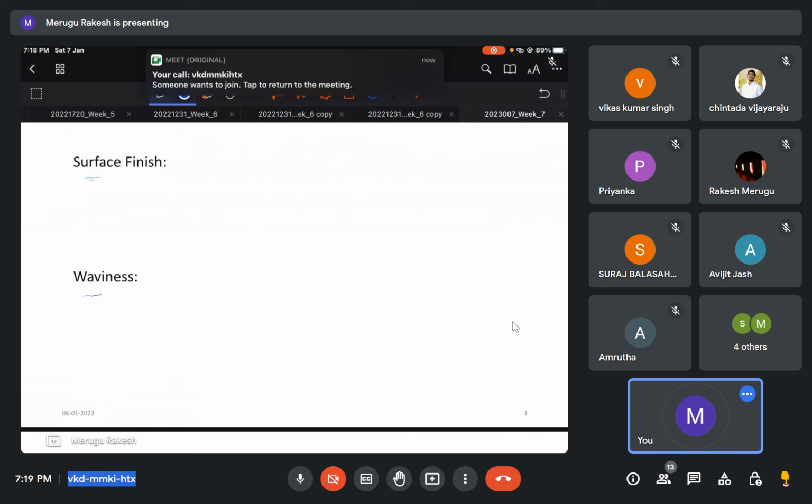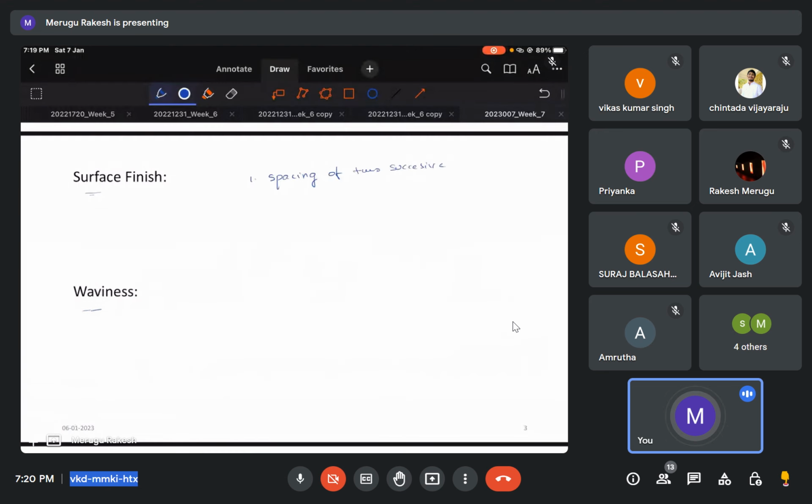Any other? The random pattern that comes on the surface during the machining operation is related to surface finish, whether it is smooth or rough. Okay. Then how is waviness created?